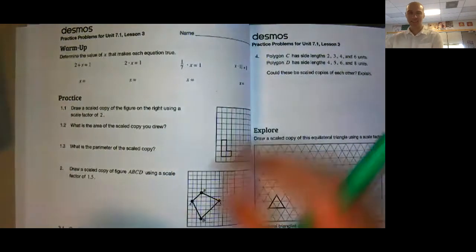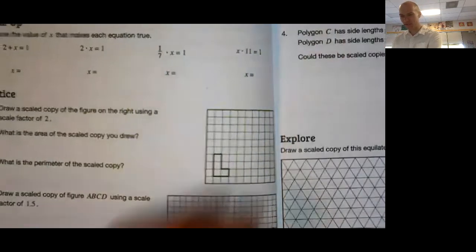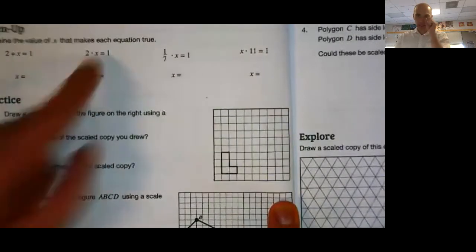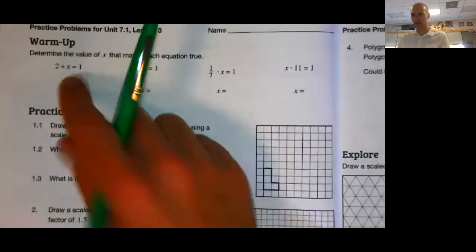All right, so let's get started. We always have some warm-up questions here. Determine the value of x that makes each equation true. That's just another way of saying solve the equation. What is the solution, or what does x have to equal?